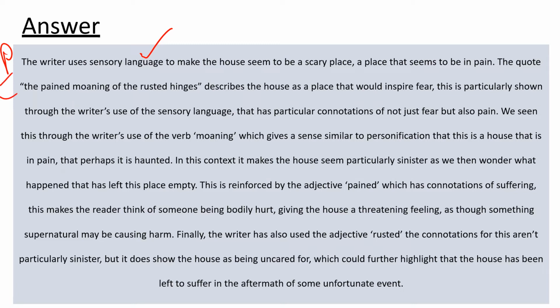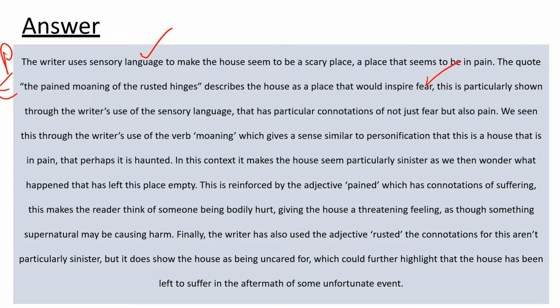Now, I did a bad thing here and I didn't embed my quote. It's quite sloppy in my approach because it's actually quite difficult to do it. But I'll show you in the next example how to do that. The pained moaning of the rusted hinges. This describes the house as being a place that would inspire fear. So here we go. I've actually tried to answer the question.